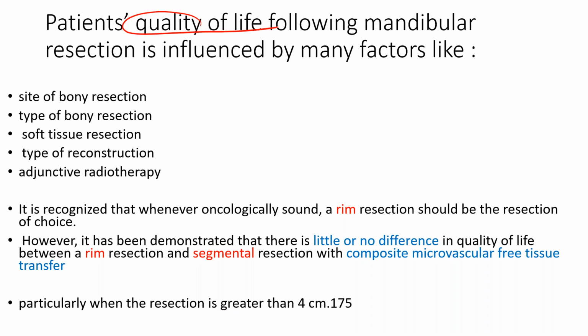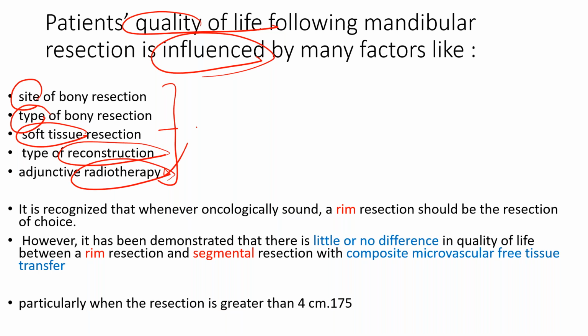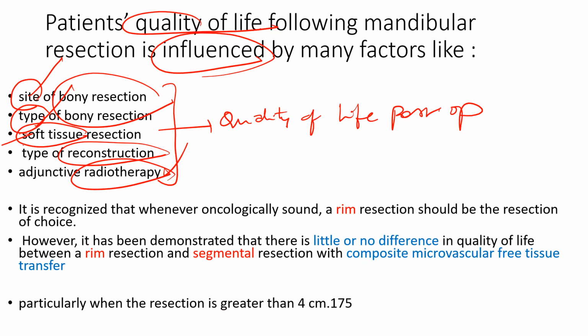So quality of life is influenced by many factors: site of bone, type of bone, soft tissue, type of reconstruction, and adjuvant radiotherapy. These all lead to quality of life issues. Post-op quality of life of a cancer patient is affected by the site, the type of bony resection along with the soft tissue resection, reconstruction, and radiotherapy. All these are very important as far as quality of life is concerned.